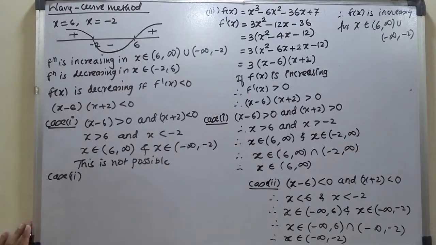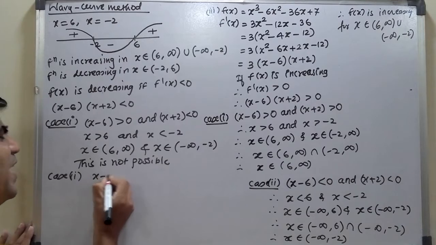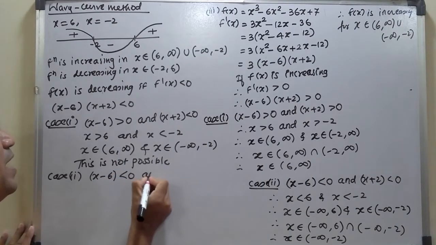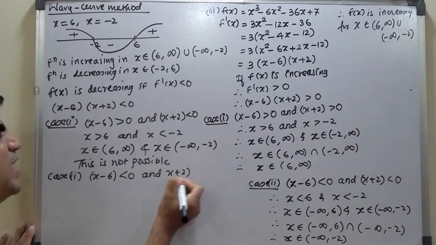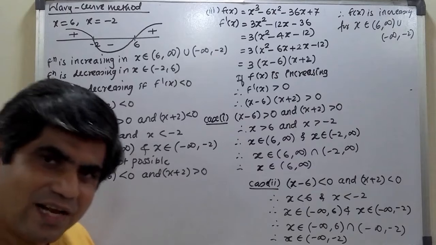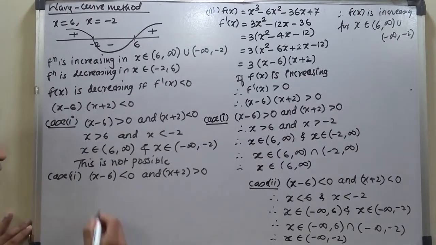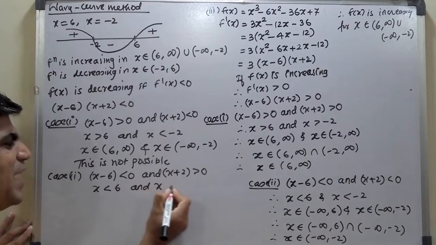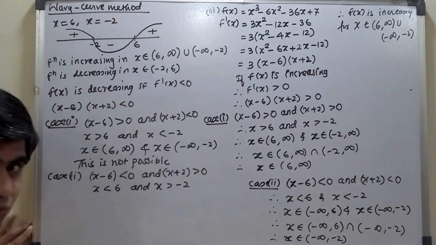So dropping that idea, let us go to case 2. When I go to case 2, what do I get? x minus 6 must be less than 0, and at that time x plus 2 must be greater than 0. Getting it? Understood? So what I get here is that x must be less than 6, and at that same time x must be greater than minus 2.